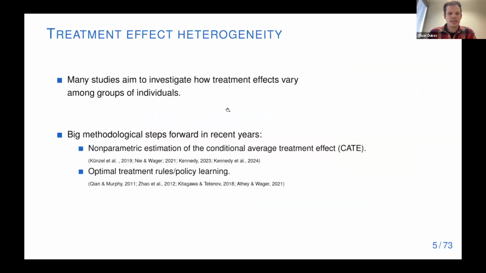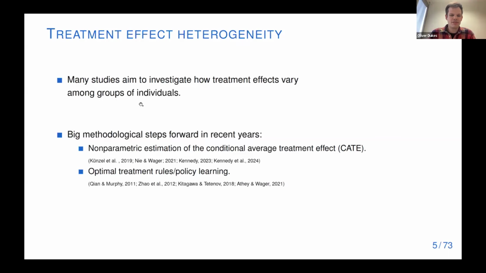Okay. So treatment effect heterogeneity. This is an aim of many studies: looking at how treatment effects vary among subgroups of individuals. This is in a way the premise of the movement of personalized medicine, that there is some treatment effect variation between different individuals. Looking at the previous talks in the online causal inference seminar, you'll see that this has been a big topic in methodological causal inference in recent years.